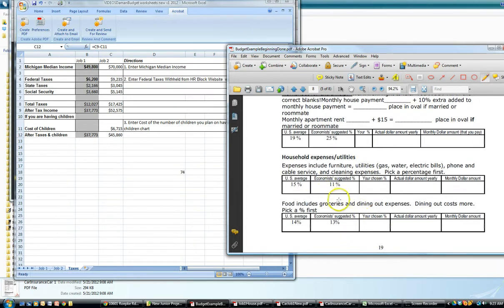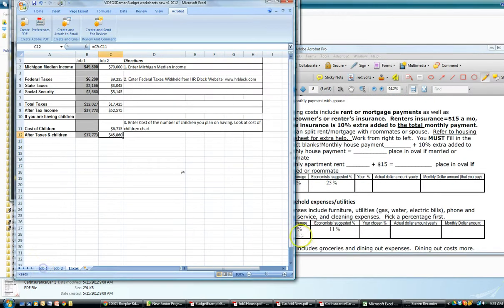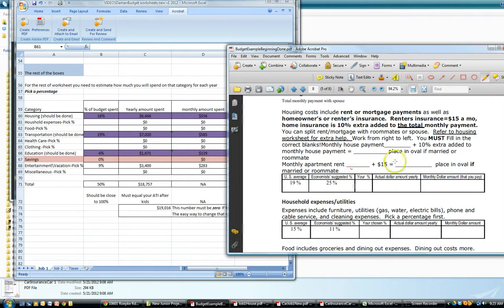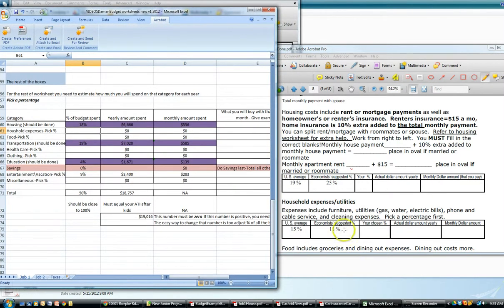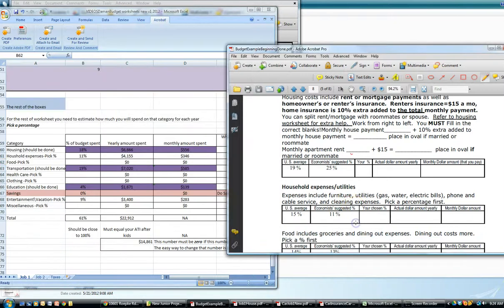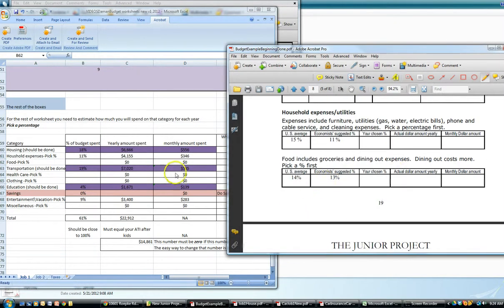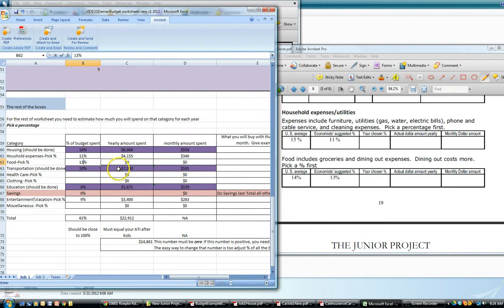So here, what I wanted to pull off for the job 1 is the suggested. This is kind of where we want those numbers to be. It really is kind of what you need to have. Like I said, you can't skimp on food. Everybody, it is a requirement that you really have food, and so we want you to be very close to these numbers. So I'm just going to put in 11%. Okay, for household and expenses, that includes furniture and stuff like that. I'll put in 13% for food.